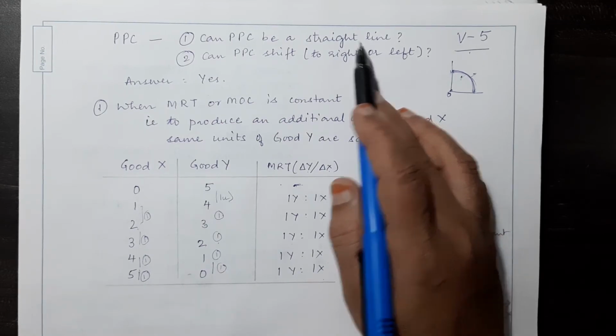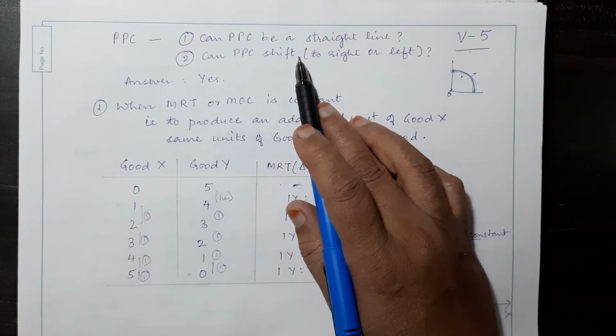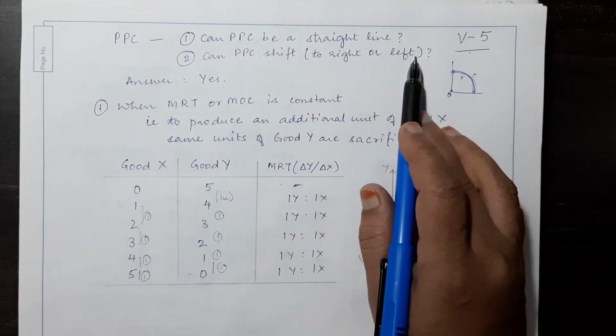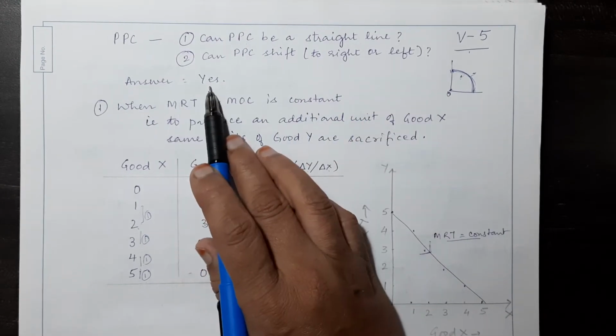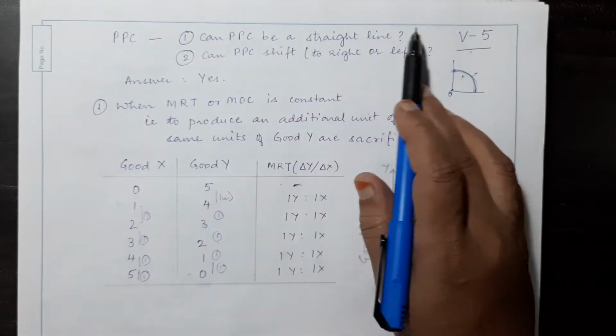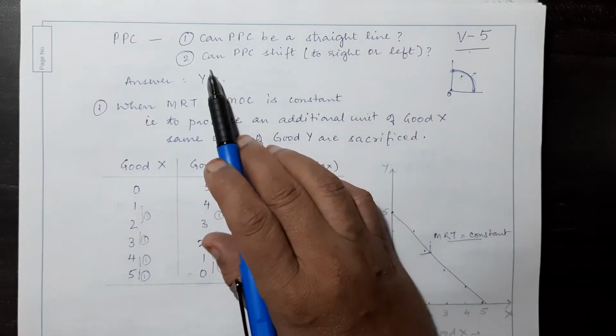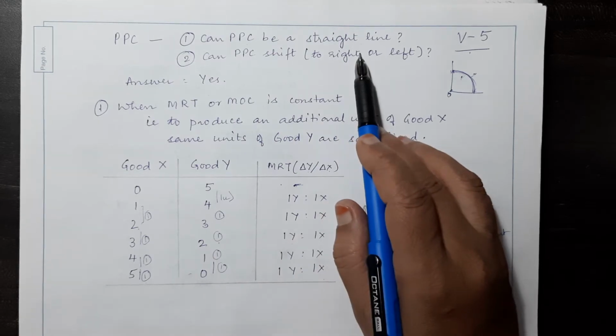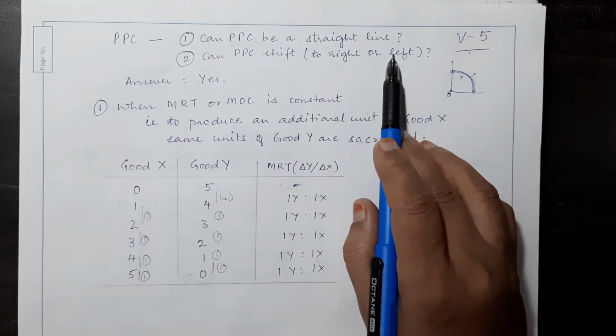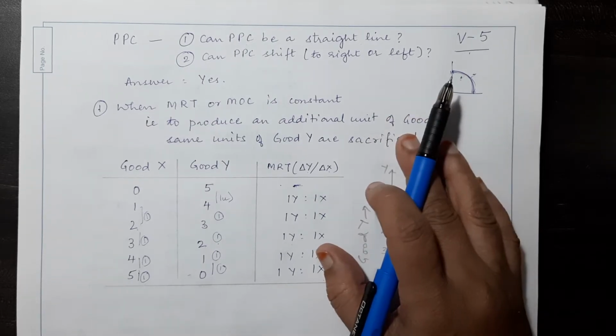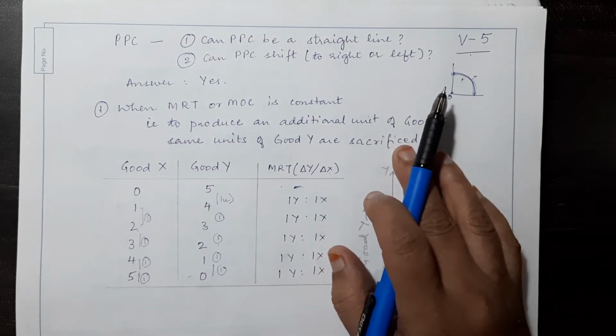And the second question is, can PPC shift to the right or left? The answer is yes. PPC can be a straight line and PPC can shift either to right or to left. Very interestingly, it can even rotate. So let's see how it happens.